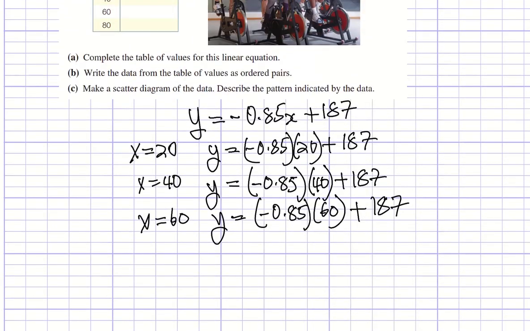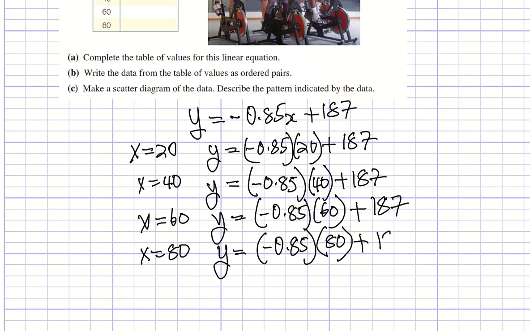When x is equal to 80, y is equal to that, times 80. So we're going to do all this, and then we use it to find the other pairs. We're going to do all that. That's all they want for A.